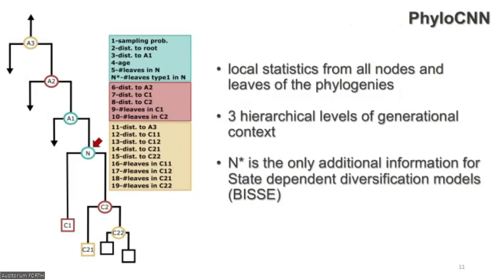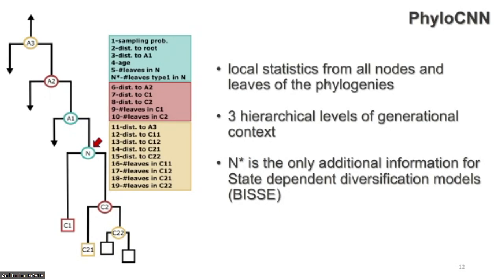The idea is that we take local statistics from each node. So in this example, I'm looking at node N, okay? And we are taking statistics at 3 different hierarchical levels. In green is what we call no context. I'll go through all those statistics, but here we are looking just at the node of interest, the root, and the most recent tip, for example.